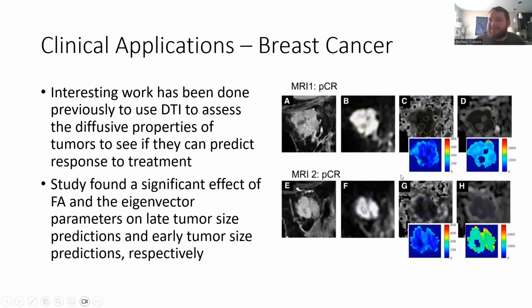Additionally, I am not super interested in neurology, so I tried to find other applications. I found this really cool one with breast cancer. There's a lot of interesting work in oncology trying to assess this. And this one study found that there's a significant effect of functional anisotropy and eigenvector parameters on late tumor size prediction for FA and early tumor size predictions during this.